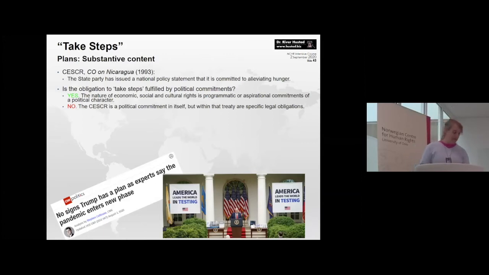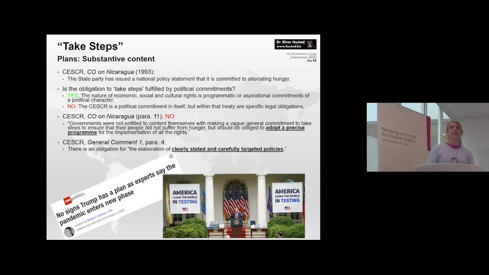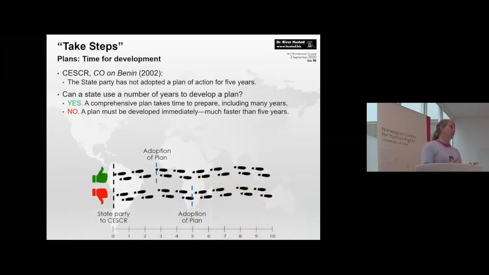But no, there actually has to be, they have to be precise, and they have to be carefully targeted policies. They have to have substance that actually does achieve what they're claiming to achieve. So benchmarks then would have to actually pass some sort of test of whether it be economists or statisticians that might look at it and say, this is just not reflecting the reality of the situation. So then it would not fulfill the obligation to take steps.